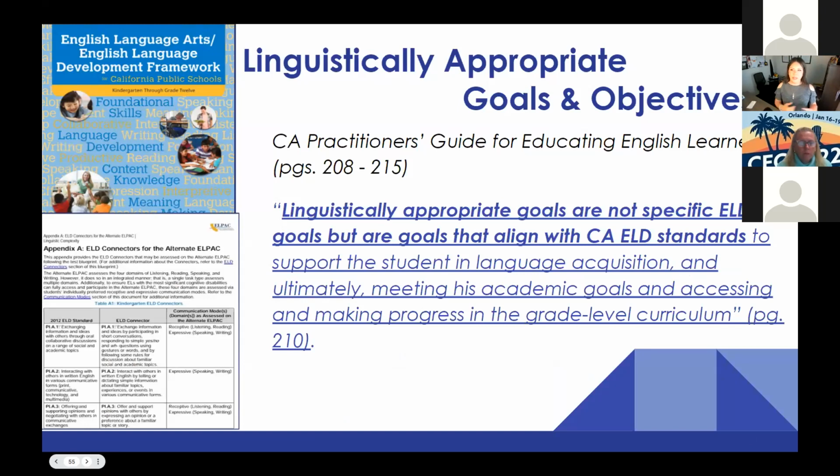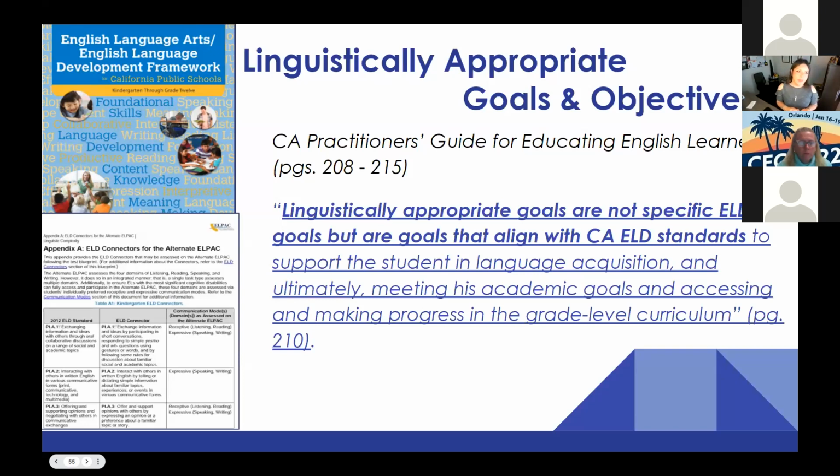So when we're talking about linguistically appropriate goals and objectives, we're talking about the intersection. Again, intersection is the word of the day. Linguistically appropriate goals and objectives address the ELA-ELD framework, right? And we're also looking at disability, and we're looking at the individual student, because when we develop linguistically appropriate goals and objectives, we're not talking about ELD specific standalone goals. Rather, these are goals that align the ELD standards to support the student in language acquisition and ultimately in meeting their academic goals and accessing and making progress at their grade level curriculum.